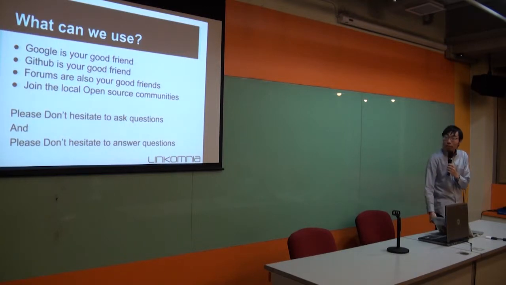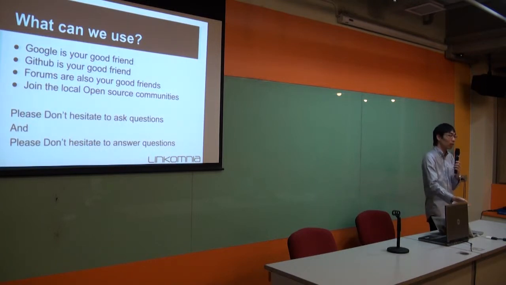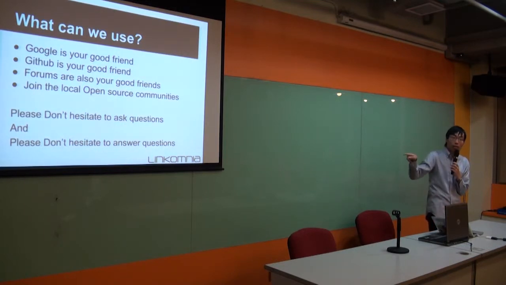So what can we use? Use Google, because for a good library, many people will have discussions on the forums and other places, and maybe they have a blog talking about how to use such a library, so Google is your friend. And then GitHub, there's so much open source software. If your project is open source, hosting it on GitHub is free, so GitHub is your friend. And then forums like Stack Overflow are a good place. And then join the local community, and you will know about more and more new open source technology that you could use.